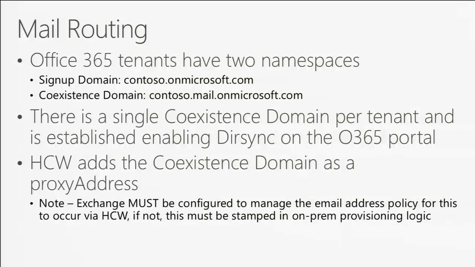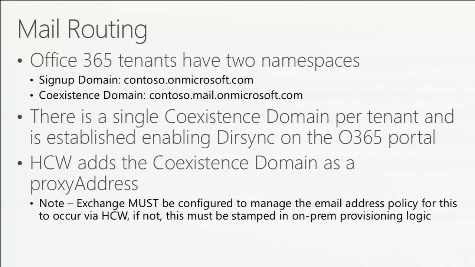There are two namespaces associated with your Office 365 tenants. There's something we refer to as a sign-up domain, that's your custom or vanity domain, .onmicrosoft.com. And there's something called a coexistence domain, which is your vanity name.mail.onmicrosoft.com. When we walk through the hybrid configuration wizard, that coexistence domain will be added as a proxy address, and that is how we can authoritatively route mail to recipients who are on Office 365. Their primary address is Contoso or Fabrikam or whatever you choose it to be. The wizard will add these secondary proxy addresses so that we have the ability to route mail to users who are on Office 365 once that becomes their primary mailbox location.